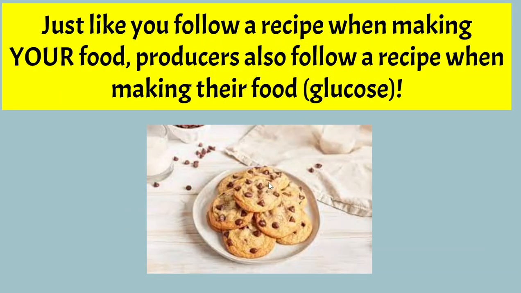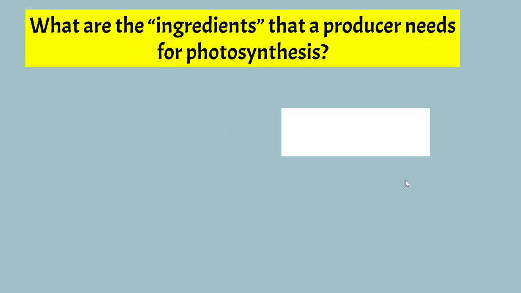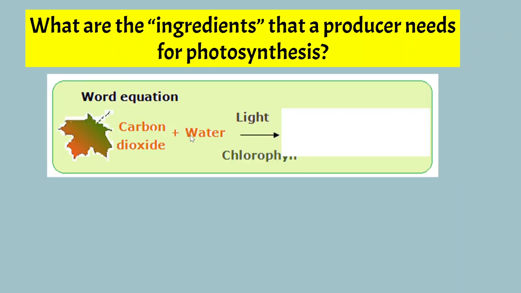Okay, just like we follow a recipe to make cookies, when producers make their food, they also follow a recipe, kind of. And remember, the food that they are making is called glucose. So the ingredients that the producer needs in order to perform photosynthesis are just carbon dioxide and water. Carbon dioxide is what we breathe out, and water, you know what water is. So if we add carbon dioxide and water to a leaf, give that leaf some sunlight, it's going to be able to produce both the glucose and the oxygen gas.